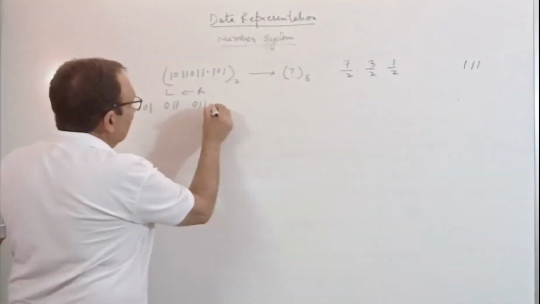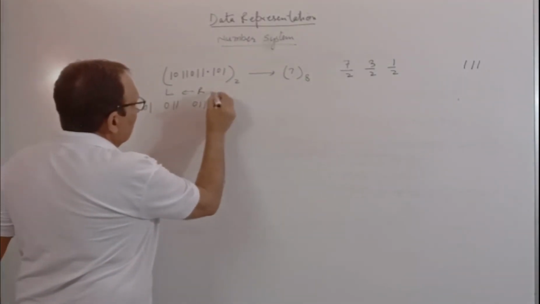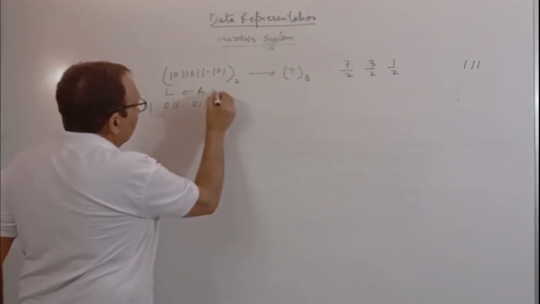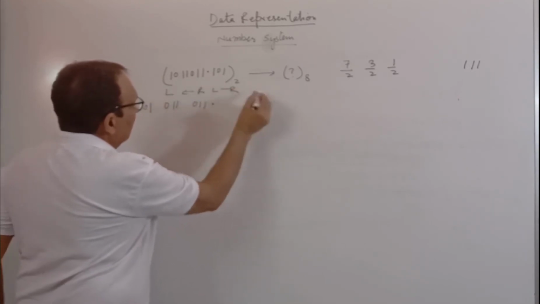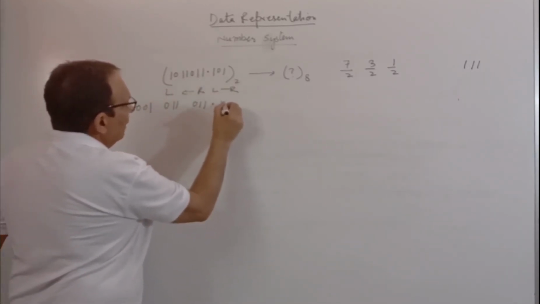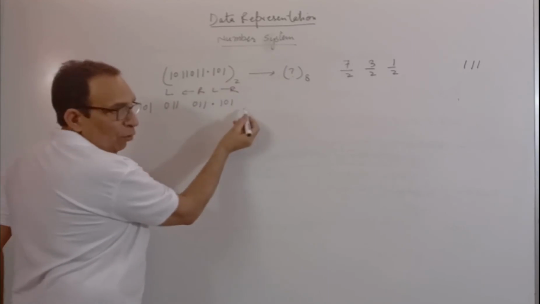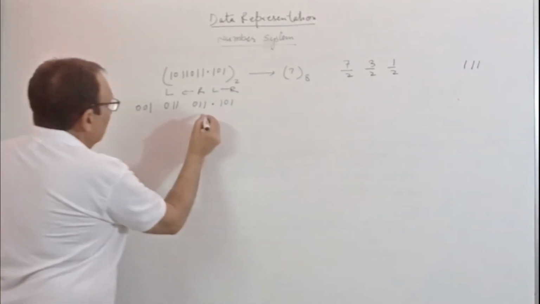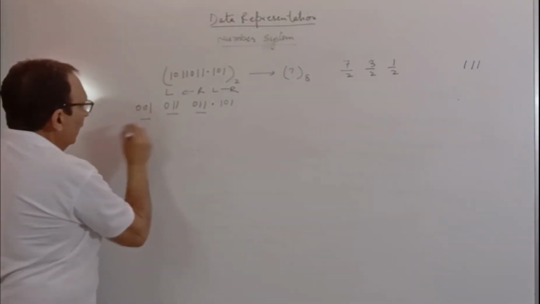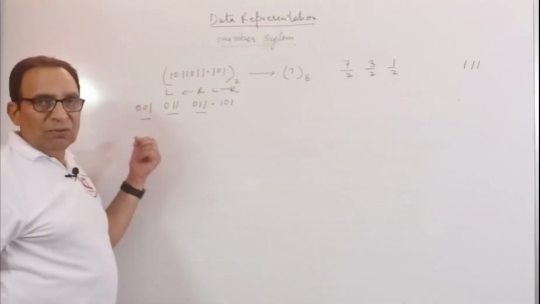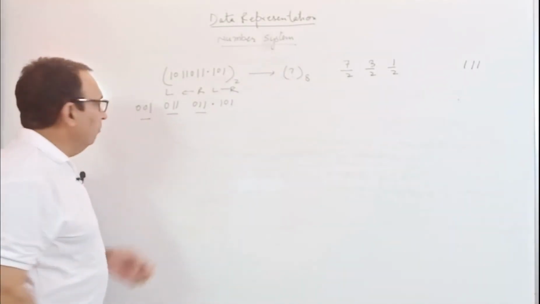And what we do after the decimal? We do it from left to right. This side means 101. This is one group only. Mark these groups and convert each group into its equivalent octal number.